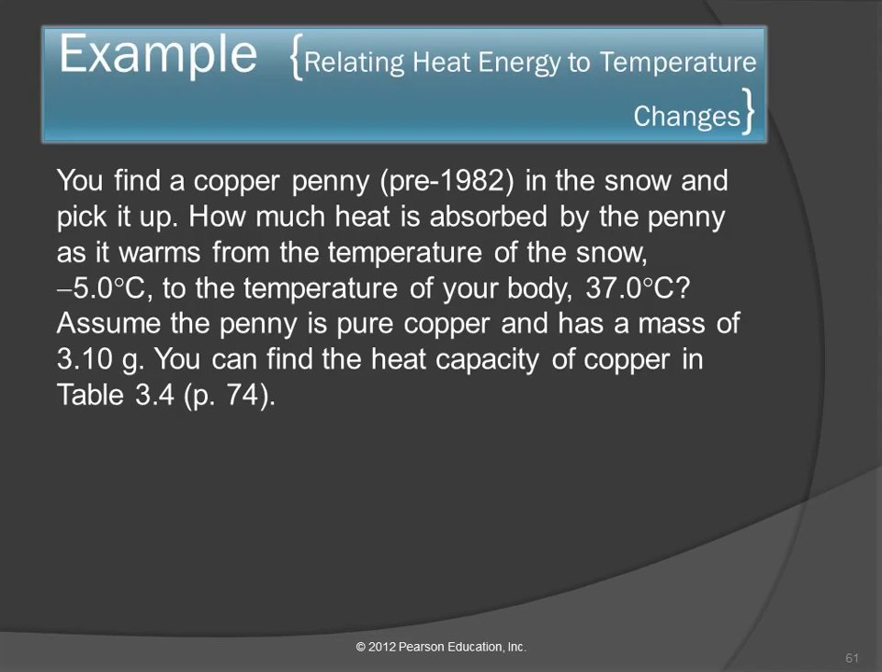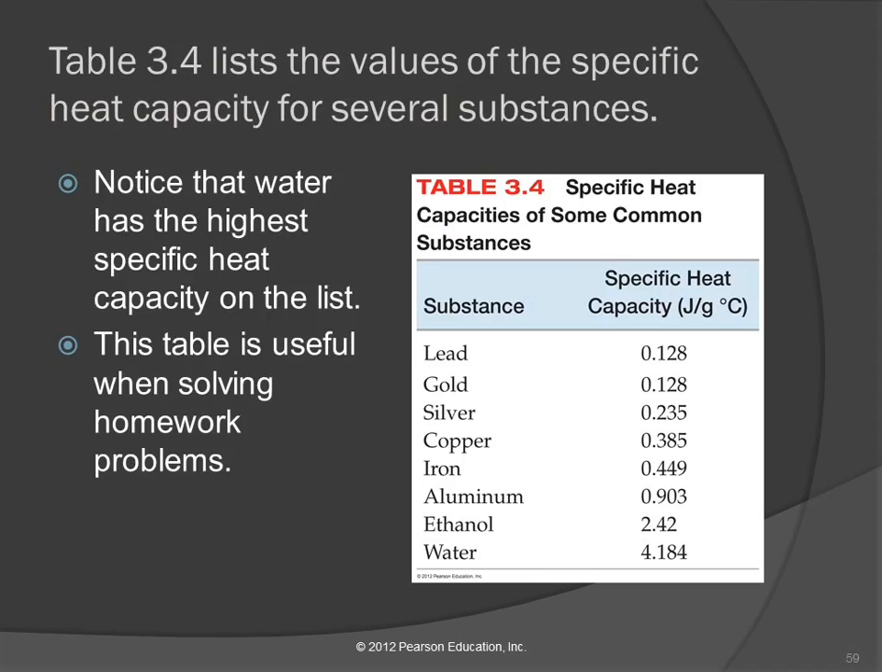So here's an example. You find a copper penny, pre-1982, in the snow and pick it up. How much heat is absorbed by the penny as it warms from the temperature of the snow, which is minus 5 degrees Celsius, to the temperature of your body, which is 37.0 degrees Celsius? Assume the penny is pure copper and has a mass of 3.10 grams. You can find the heat capacity of copper in table 3.4 on page 74. Well, let's go find that before I start writing other things down. Copper is 0.385.